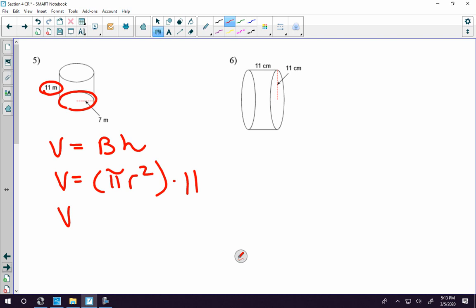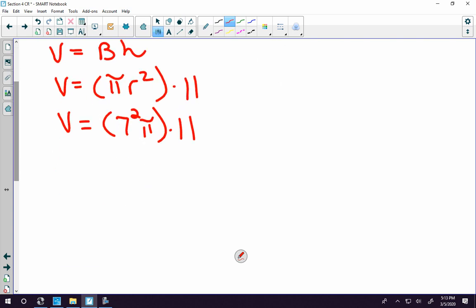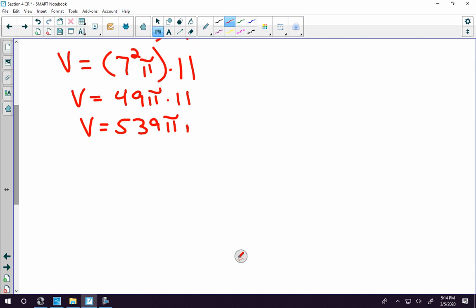11 meters high. So the volume here is going to be the radius squared, which is 7 squared, times 11. So we want to take 7 squared, which is going to be 49. So we got 49 pi times 11, which is going to give us 539 pi cubic meters. So literally stacking circles on top of each other all the way to the top. How much space fits inside of this cylinder?